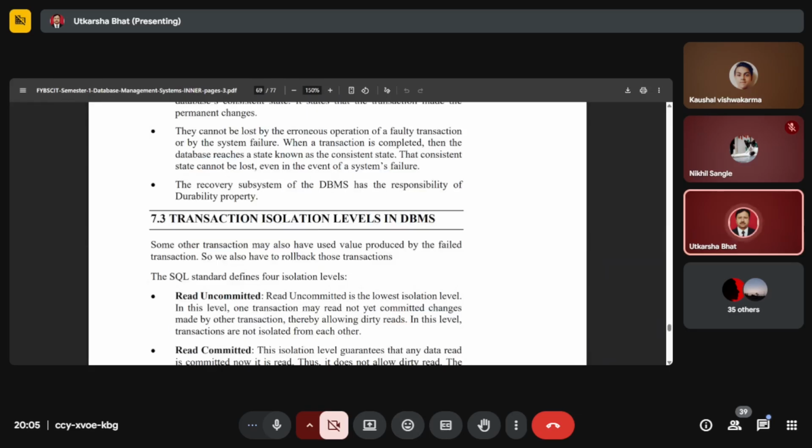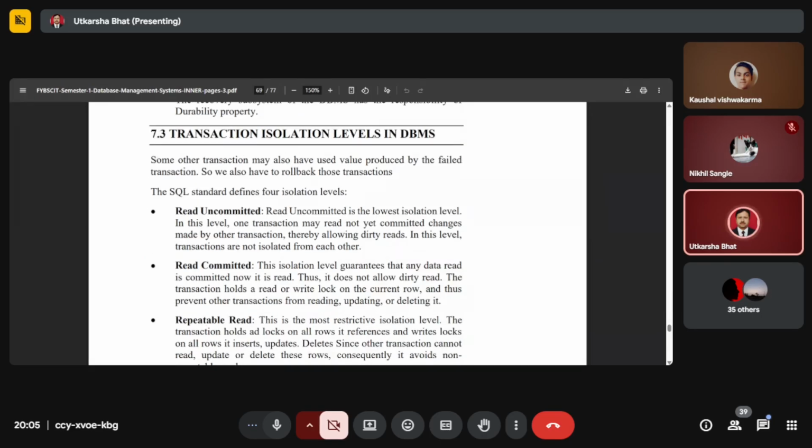Transaction isolation levels in a database. वो अलग-अलग लेवल्स होते हैं आइसोलेशन के भी. Some other transaction may also have used values produced by the failed transaction, so we also have to roll back those transactions. The SQL standard defines 4 isolation levels. Okay, see here, आपका है ट्रांजेक्शन आइसोलेशन लेवल इन DBMS. तो अभी ये बेसिकली क्या है?